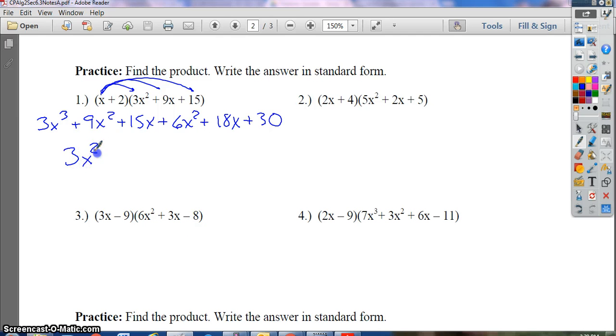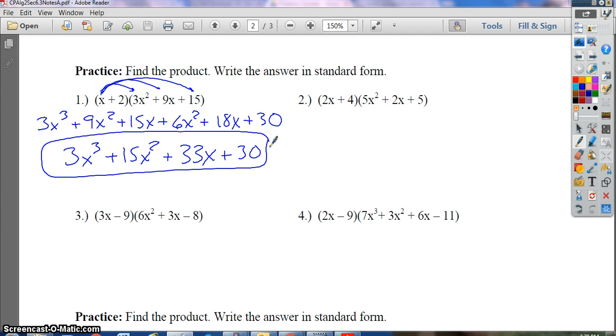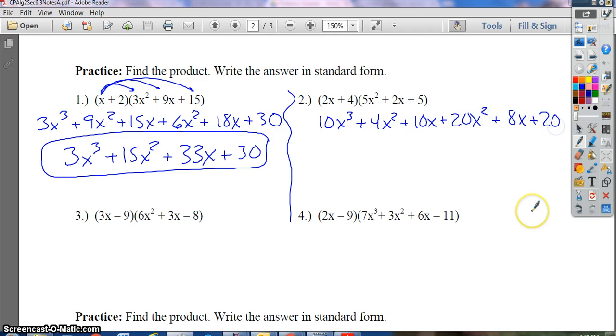My like terms, oops, that's supposed to be 3x cubed. I have 15x squared, it looks like. I have 33 x's, and I have a 30. So there's number 1. Number 2. This is 10x cubed plus 4x squared plus 10x. Distribute the 4 in, we're looking at a 20x squared, 8x plus 20. So we have 10x cubed plus 24x squared plus 18x's plus 20.